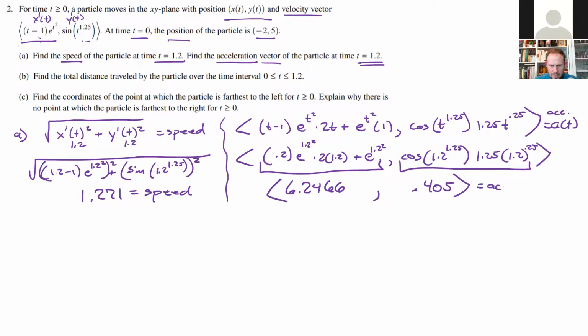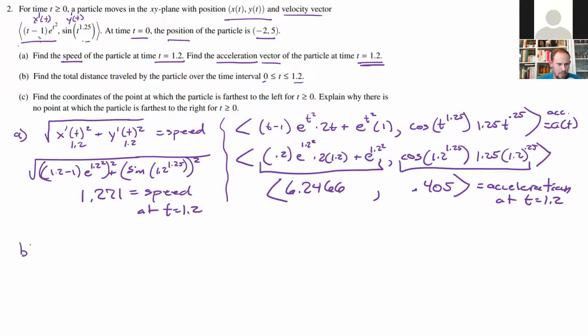And this is our acceleration at t equals 1.2. And this was our speed at t equals 1.2. Whew, a lot of work for that one, huh? That's definitely the longest part we've had so far. Part B, find the total distance traveled by the particle over the time from 0 to 1.2.